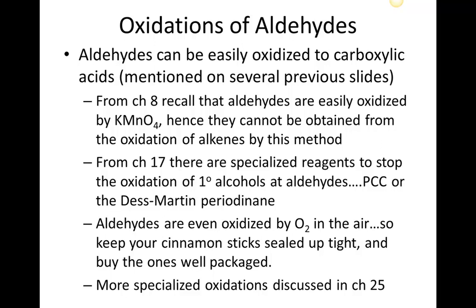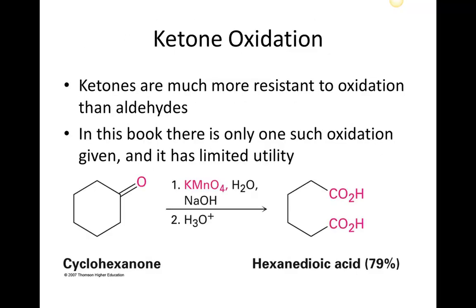And we'll see a little bit more about oxidations in a later chapter, but for now, really what you need to know is the specialized way to stop at aldehydes. We're interested in making aldehydes in this chapter, which is kind of a review of some things we've seen before. And then there's going to be one other when we talk about ketones. So there are a few ways to oxidize ketones. In this book, they only give this one, and they're fairly specialized because ketones are pretty hard to oxidize.